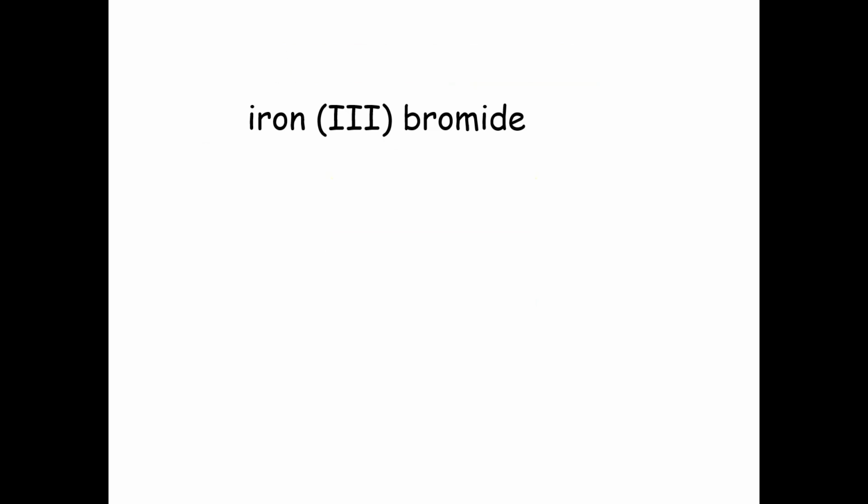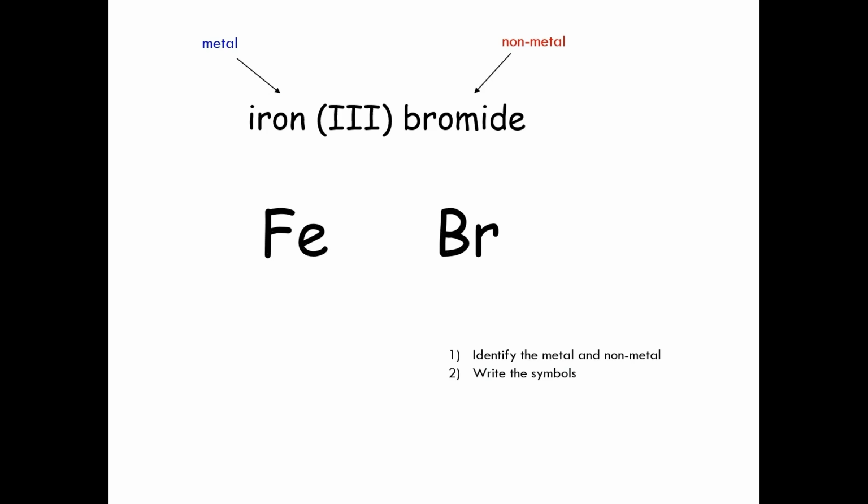For our first practice question, we have the name iron, Roman numeral 3, bromide. Of course, the Roman numeral 3 represents the 3 positive charge on the iron element. The first thing we're going to do is identify the metal and nonmetal, write the symbols, and write the charges. Because we have the charge in Roman numerals, we know that iron will be 3 positive, and bromine is always 1 negative because of its placement on the periodic table.